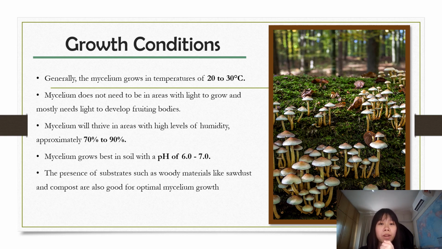Light is usually an important factor in the growth of a plant, but it is not essential for the growth of mycelium since fungi do not undergo photosynthesis. Light is only crucial when fungi produce fruiting bodies that contain spores. Mycelium is known to grow best in high humidity levels, approximately 70 to 90%, as lower humidity will slow down the growth of mycelium and could dry it out.